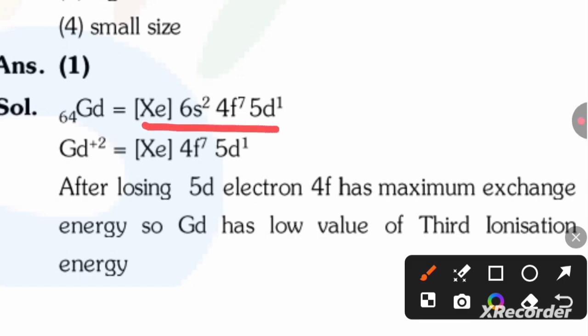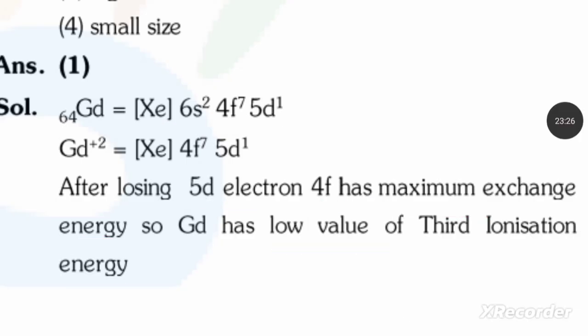So after losing the 5d electron, 4f has maximum exchange energy. So Gd has a low value of third ionization enthalpy. This is a very easy question.